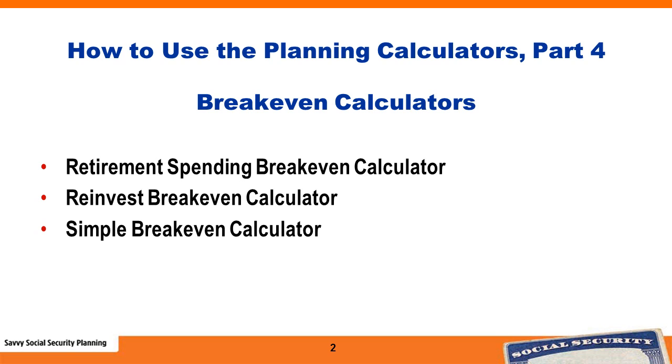First, we'll cover the retirement spending and reinvest break-even calculators because they are easier to use if you know the client's primary insurance amount, or PIA. The simple break-even calculator requires an extra few steps to determine the benefit amount, so we'll save that one for last. These other two calculators tend to be more useful anyway.